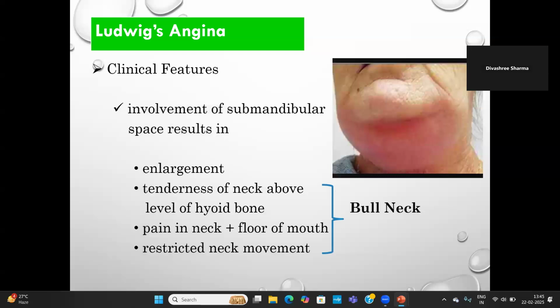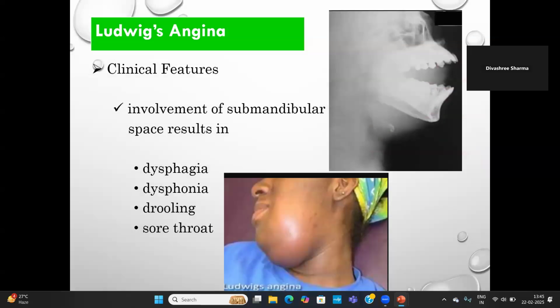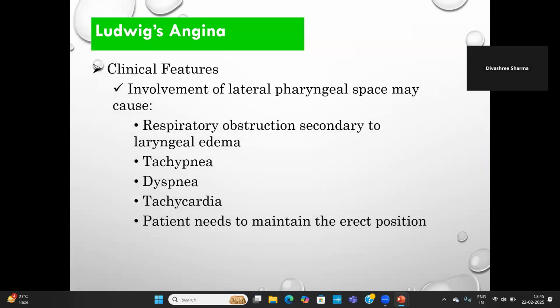What are the clinical features? Because of involvement of submandibular space, there is enlargement of the area, there is tenderness of neck above the hyoid bone, there is pain in neck and floor of the mouth, there is restricted neck movement, which leads to a pattern which is similar to bull neck. There is dysphagia, dysphonia, drooling, and sore throat.